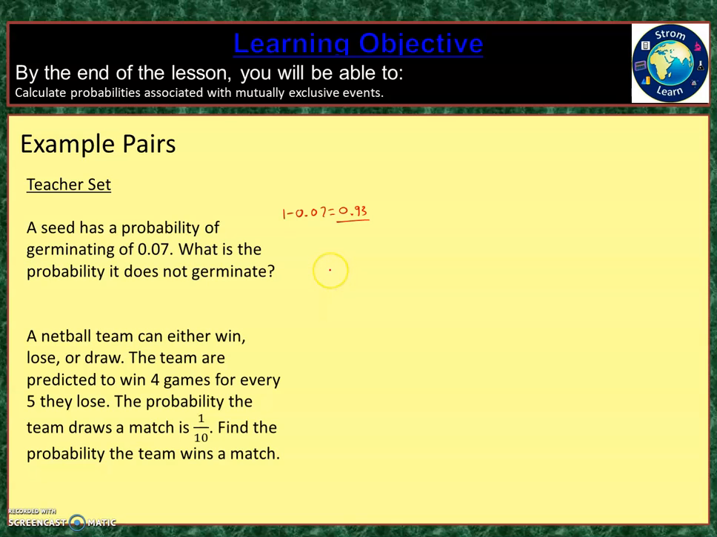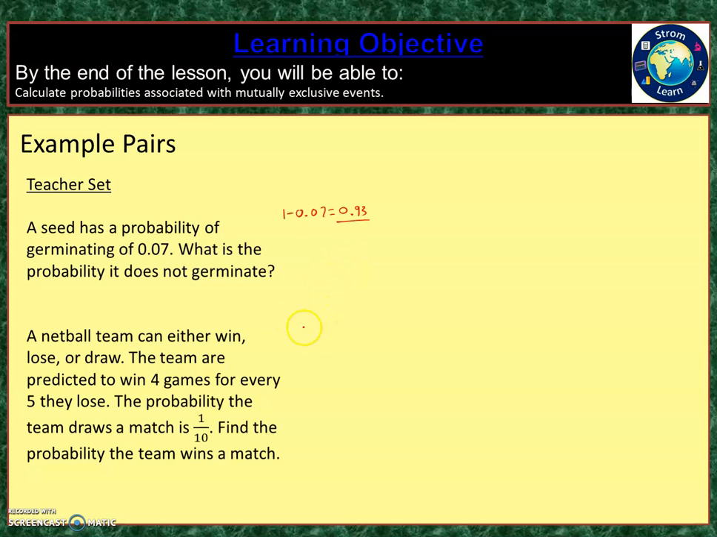Now this next one is a much more challenging question. We've got a netball team that can win, lose or draw. So we've got 3 options. They are mutually exclusive again, because if you won, you haven't lost or drawn, and we can deduce the same if we think about loss or draw. The team are predicted to win 4 games for every 5 they lose. The probability the team draws a match is 1/10. Find the probability the team wins a match.